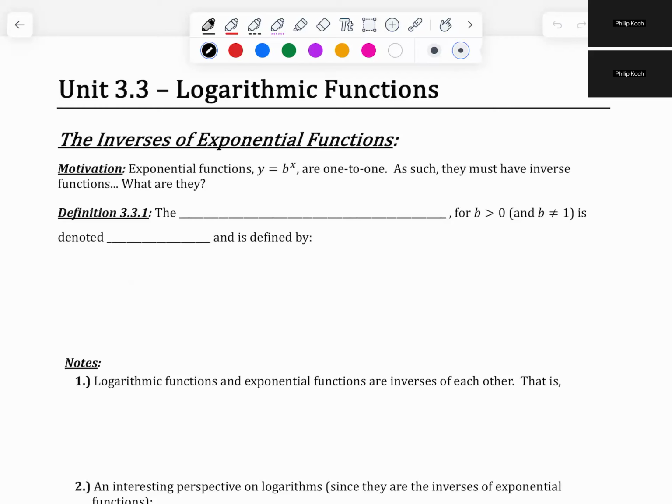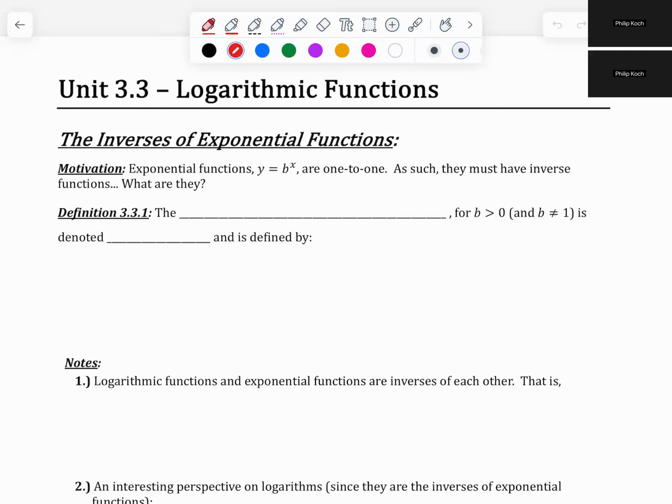So we're used to seeing that, but then if you look at the graph of one of those things, they're 1-to-1. They've passed the horizontal line test. And as such, they must have an inverse function. But what is it? And that is where this comes from.